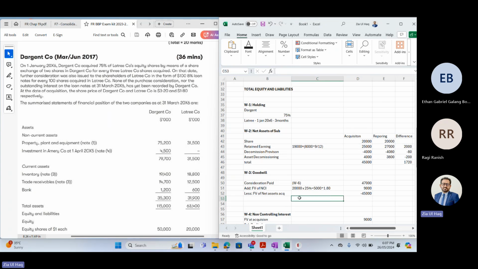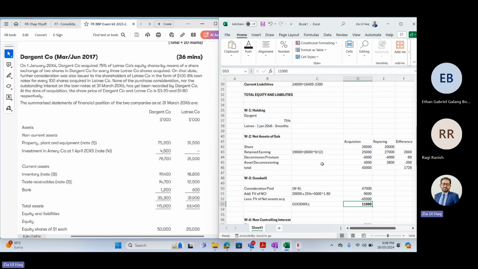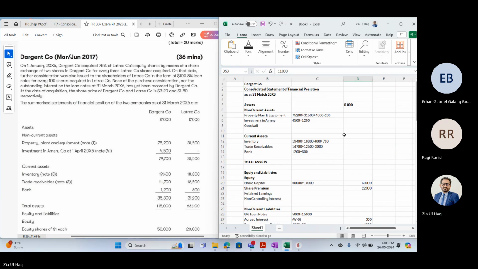So we can calculate goodwill. That is what? 11,000. Yes. So that will move here, goodwill from working to three. 11,000.